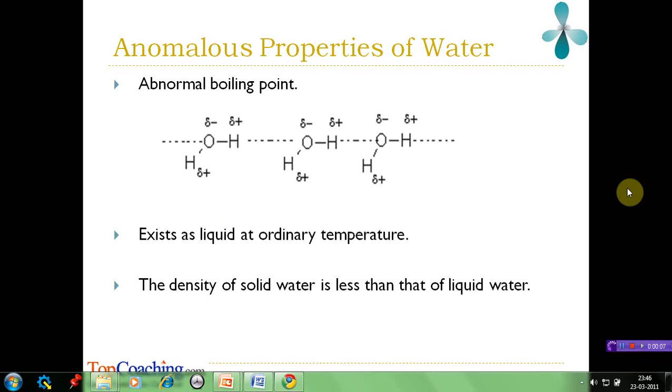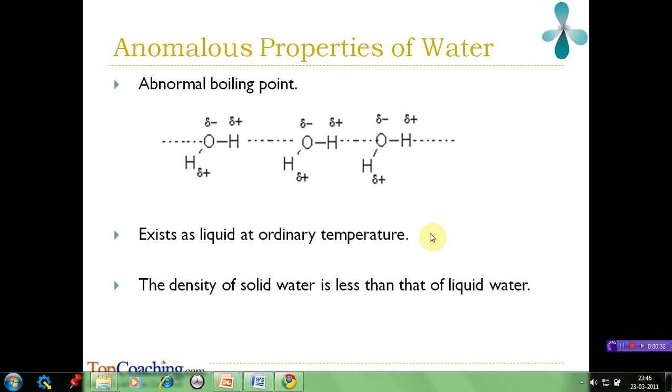Water exhibits certain unique properties due to the presence of hydrogen bonding in it. Let's discuss some of the properties. The first is abnormal boiling point. Due to hydrogen bonding, there is association of water molecules to form water molecule clusters. Energy is required to break this association and therefore the boiling point is abnormally high. Hydrogen bonding is also responsible for the existence of water as a liquid at ordinary temperature.